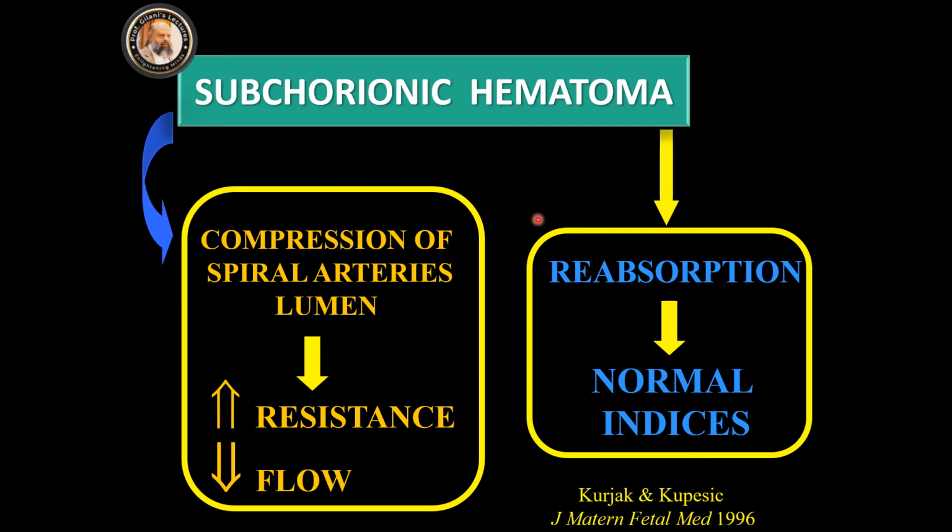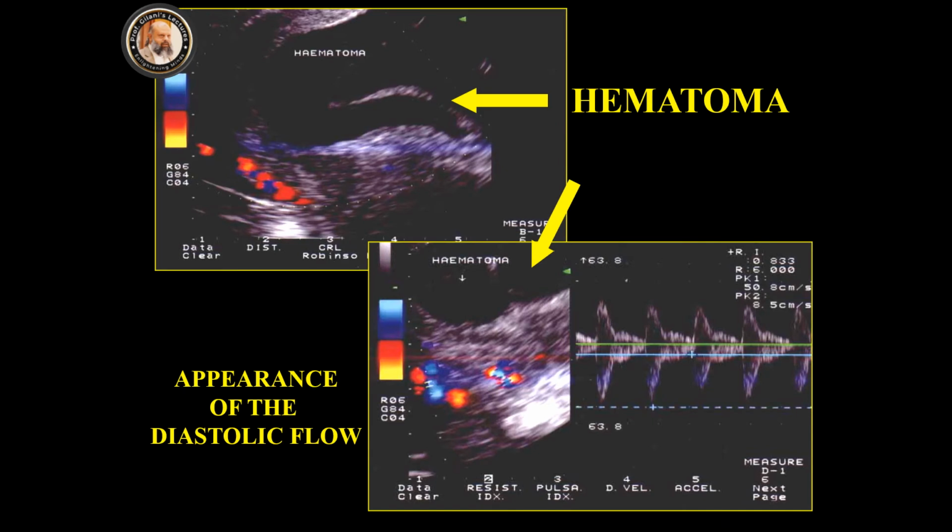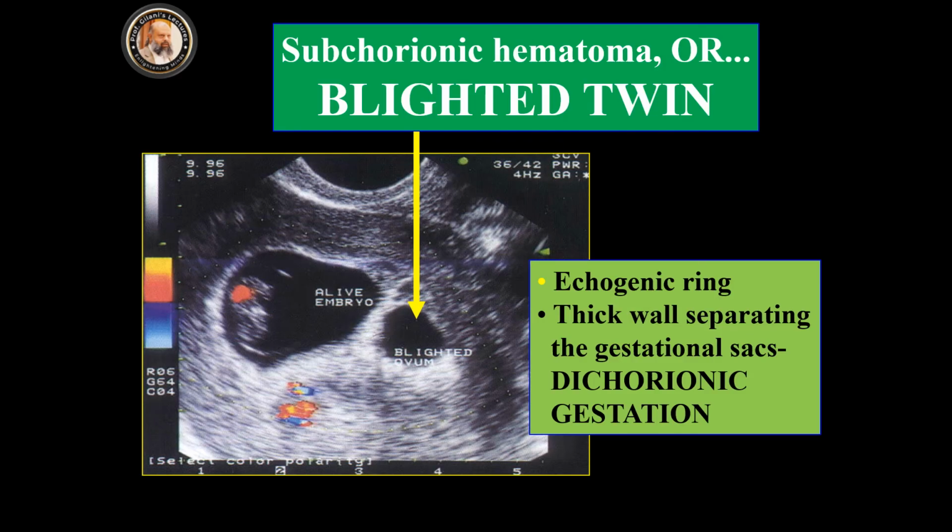The subchorionic hematomas can have reabsorption, so there will be normal indices, whereas if it causes compression of the spiral arteries' lumen, we can get increased resistance or decreased flow. This is a case with hematoma appearance on the diastolic flow. This is the flow and then is the hematoma. There will be no flow in the hematoma because it is a blood clot.